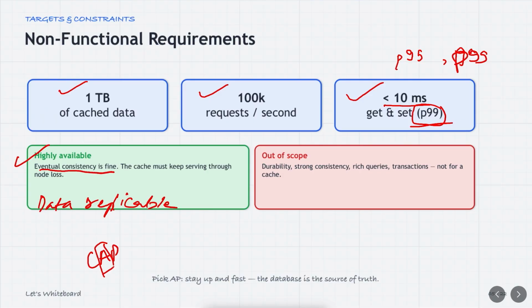Some things that are out of scope: durability. We do not expect strong consistency because we expect eventual consistency. We also don't care about rich queries, transactions, or anything like that. We simply want the basic requirements: a memory ceiling of 1 TB, 100K requests per second, and less than 10 milliseconds latency at P99 for both get and set.